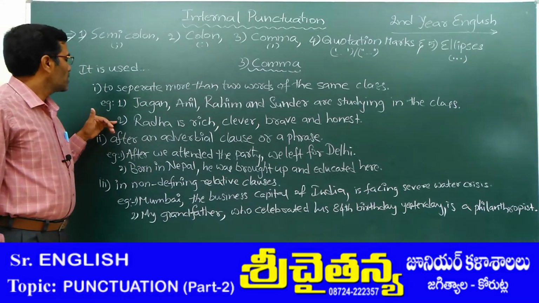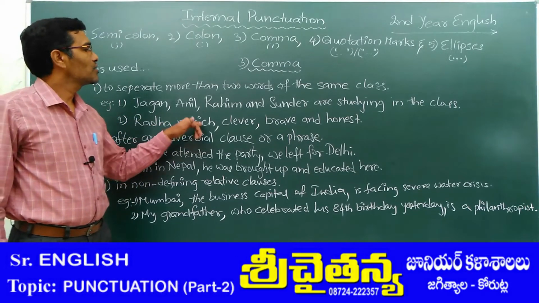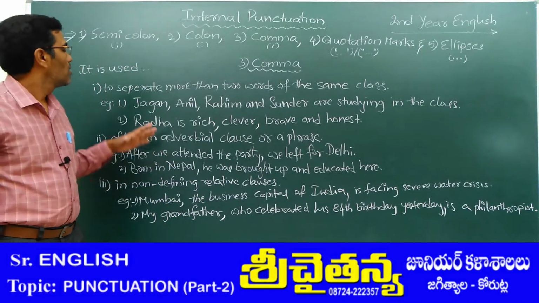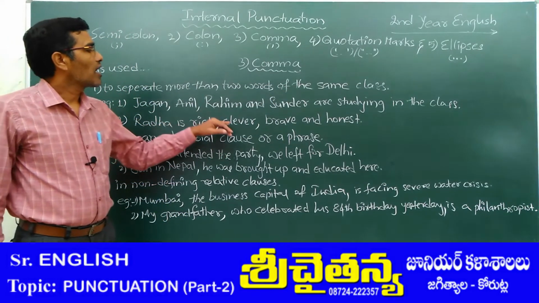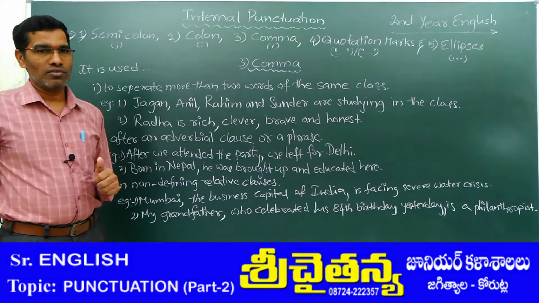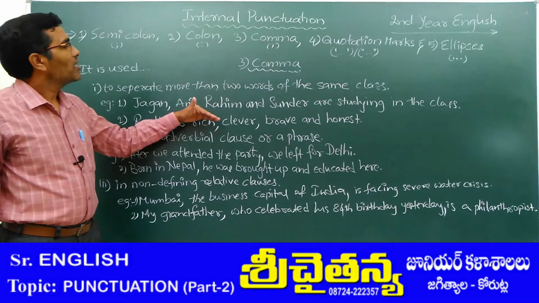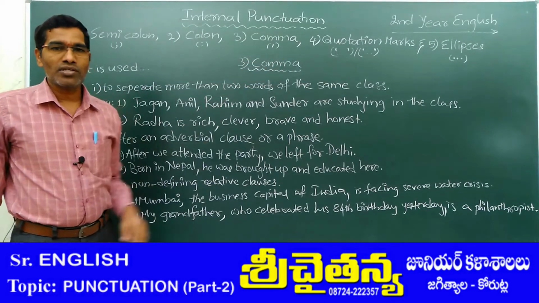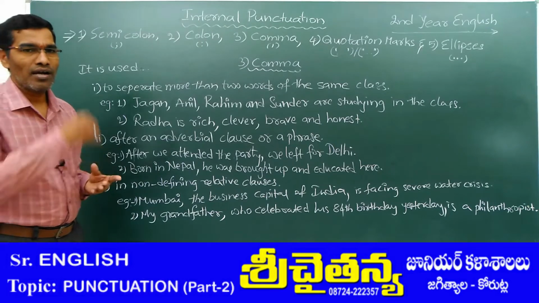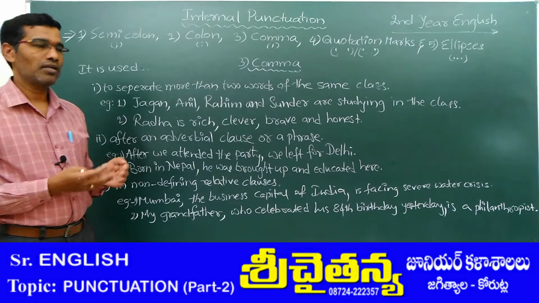Okay. Again, let us take one more example. Radha is rich, clever, brave, and honest. Have you observed it? What are they? Rich, clever, brave, and honest. These are all adjectives, right? So, if you want to refer to words that belong to the same class, each and every word takes a comma. At the end, the word takes an and conjunction before that.